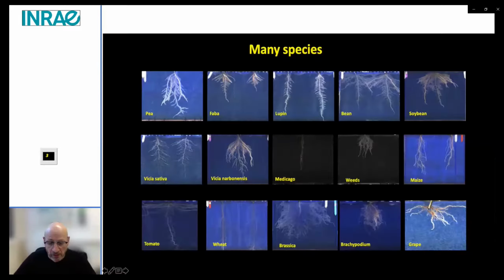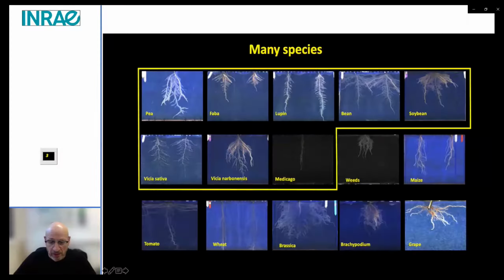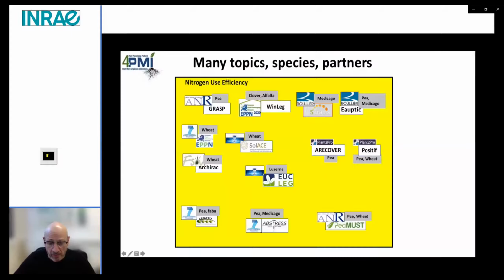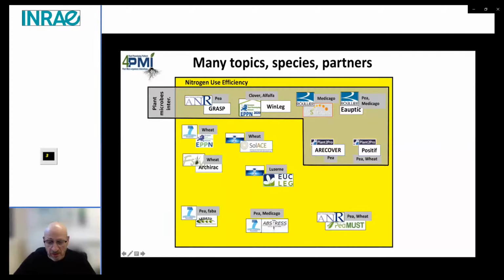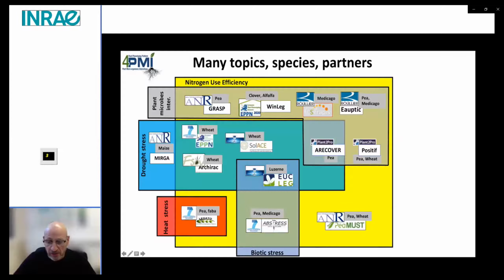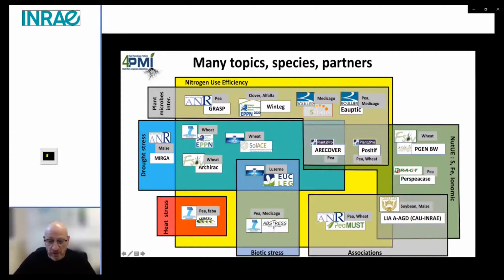Using these tools, we already work with many species to assess inter- or intra-species phenotypic diversity. And these various species have been studied within projects on various thematics such as plant-microbe interactions, drought-heat stress, biotic stress, nutrient stresses, or association between plants.